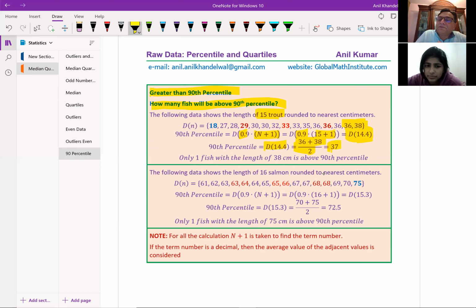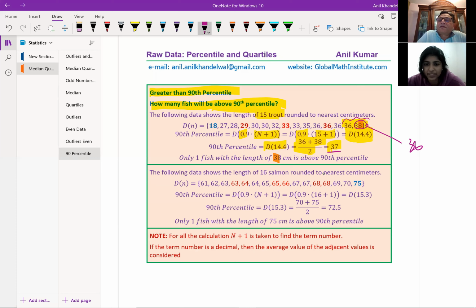Any value above 37 is above the 90th percentile. So we have one example, which is 38, correct? So in this case, 38 centimeters is above the 90th percentile. Is that clear to you? Very important. You won't always get this, because I could have had 36 here also. In that case, there is no element above the 90th percentile. You get my point? We calculated it to be 37.